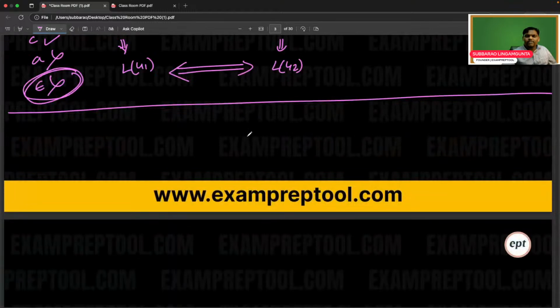I think I have given some idea about null production elimination, right? We'll see some more problems in the further stories.